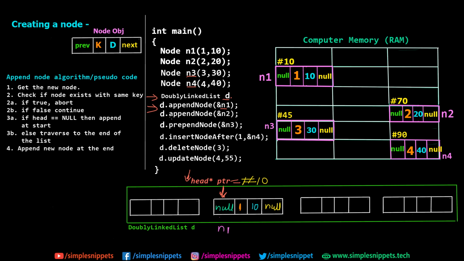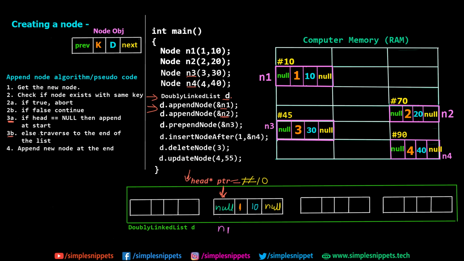Now we are saying d of append node n2. Again, the append method is called. This time we know that the head pointer is not null, right? So the steps are going to be the same till 3a. At 3a, if head equal to null, we know head is not equal to null. Head is having an address of #10. So 3b will be executed.